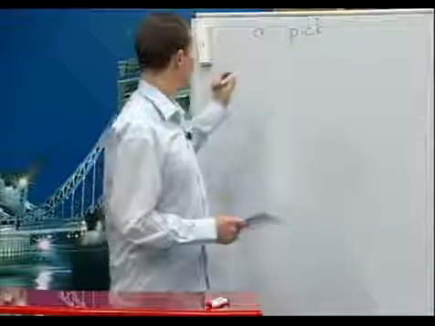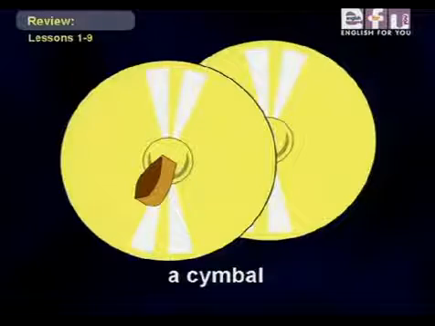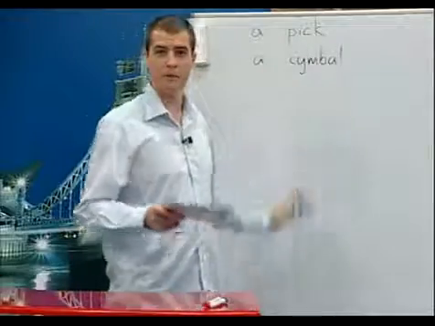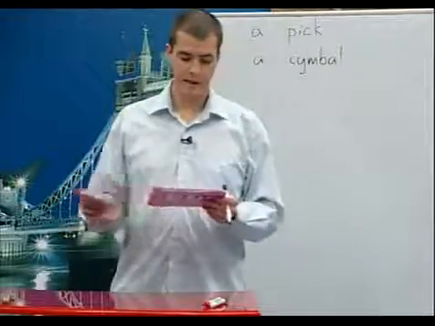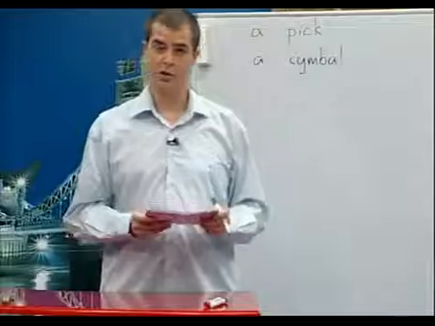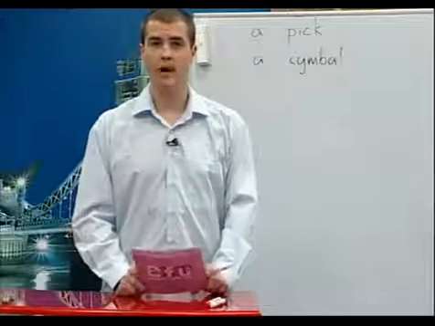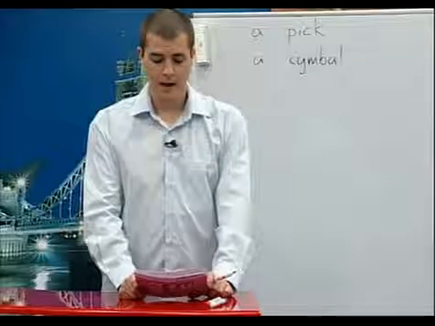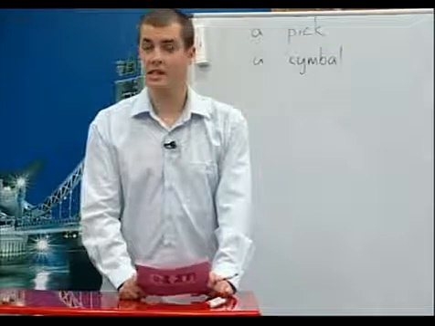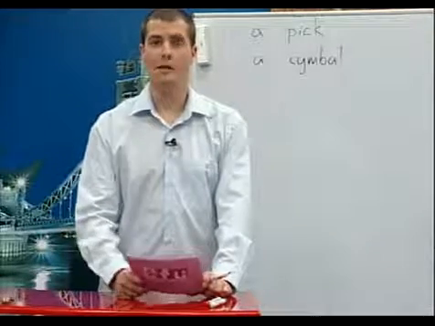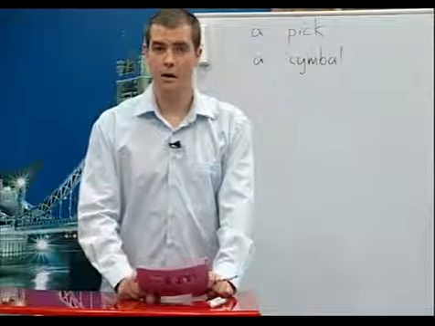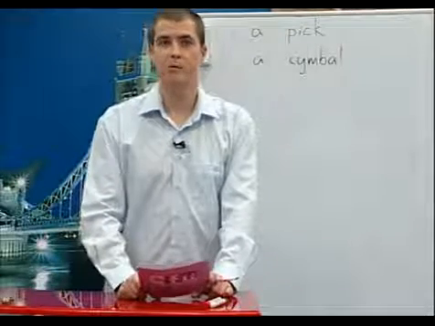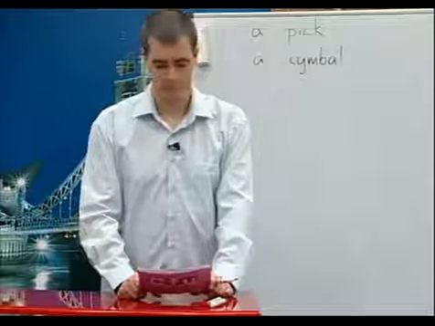And the next word is a cymbal. This is a musical instrument made of a thin, round piece of metal, usually brass, and you play it by hitting it with a stick, or by hitting them together. A drummer will usually have 2 or 3 cymbals.